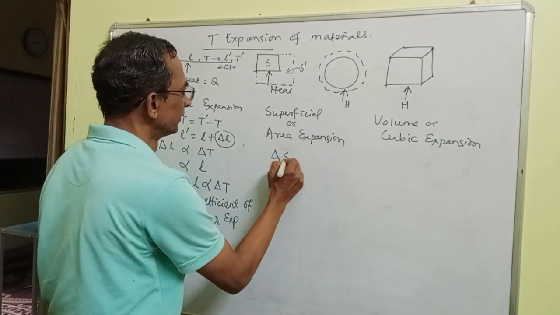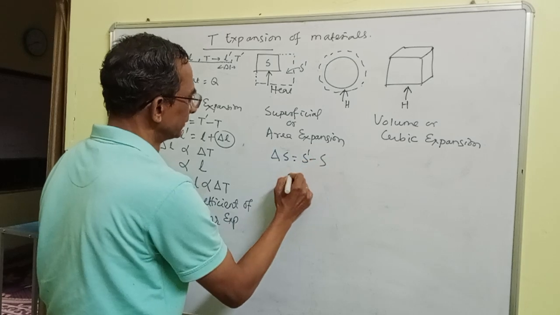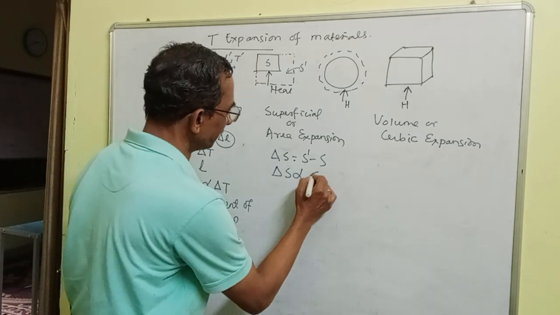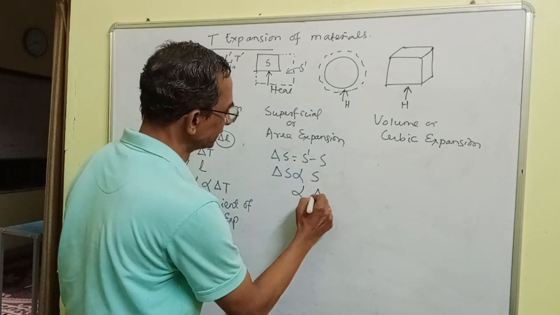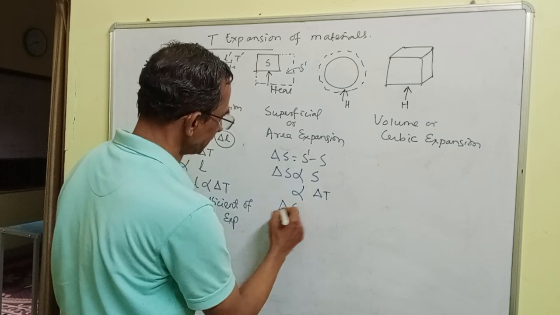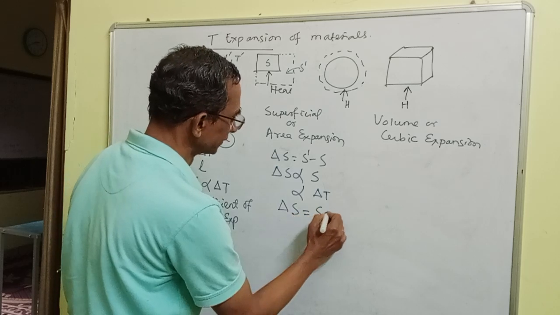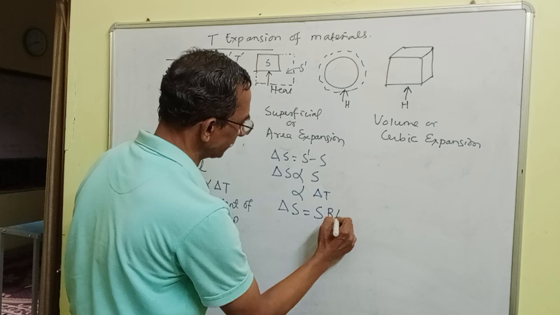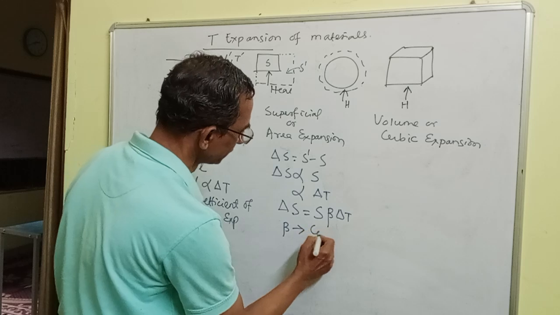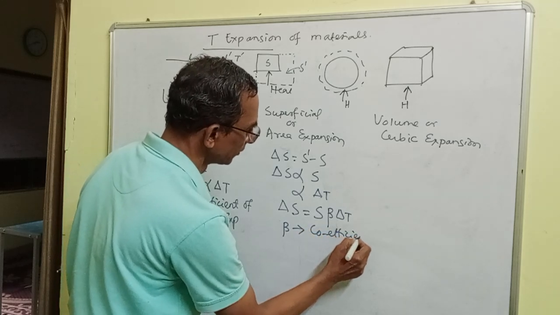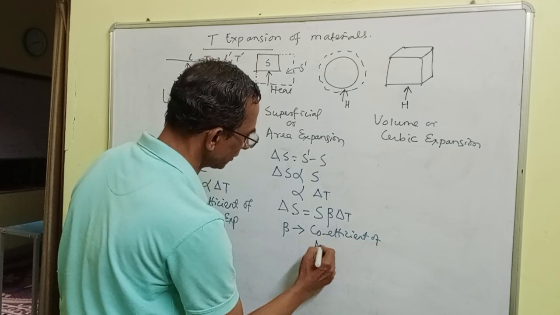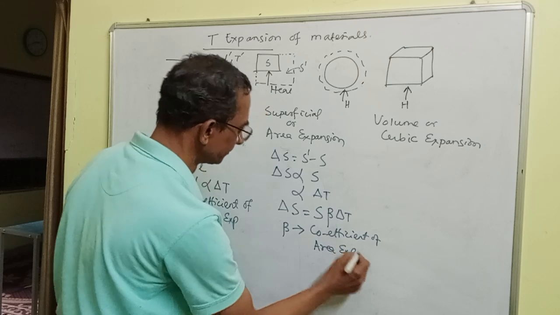In similar manner, if area is increased, suppose from S now new area became S dash, there is a change in area, that is S dash minus S. This change in area is proportional to original area and proportional to change in temperature. Implies that this change in area is equal to S times some constant beta times delta T. Here beta is coefficient of superficial expansion or area expansion.